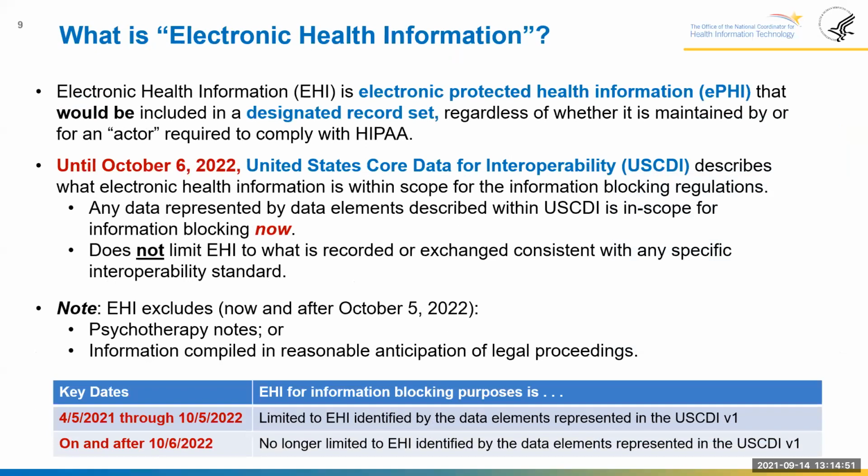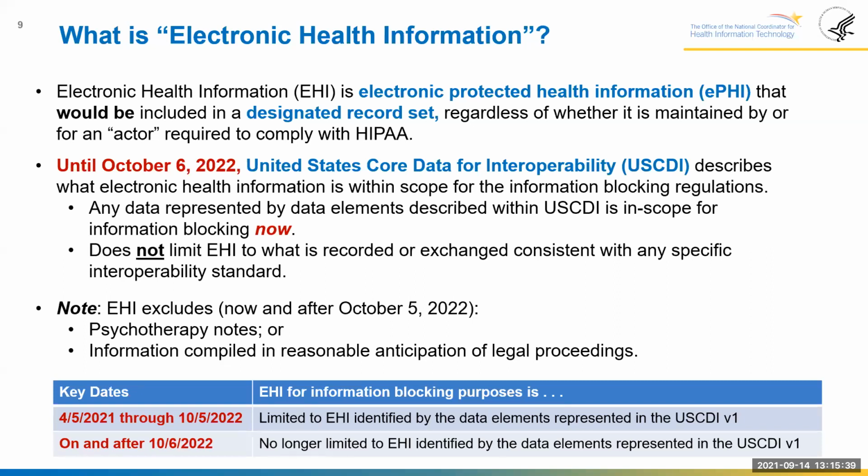On this slide, you see the definition of electronic health information. Some of you may be familiar with some of the terms noted here, particularly if you are familiar with HIPAA, where you can see that the definition of electronic health information hinges particularly on the definition of electronic protected health information, and that definition as it exists under HIPAA. It also points to the designated record set. So specifically, EHI is electronic protected health information that would be included in a designated record set, regardless of whether it is maintained by or for an actor required to comply with HIPAA. So whether or not you are under the HIPAA rubric, the definition still applies to you as it relates to EPHI and the designated record set.